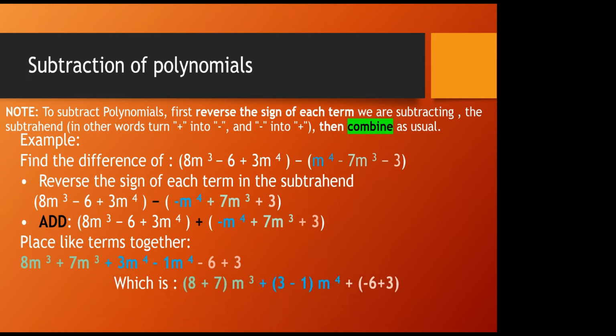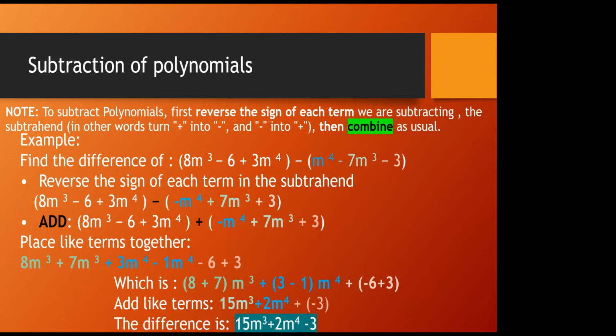Negative 6 and positive 3 are also like terms. So it becomes 8 plus 7, which is 15, m cubed. 3 minus 1 equals 2, m raised to 4. And negative 6 plus 3 is negative 3. The difference, therefore, is 15m cubed plus 2m raised to 4 minus 3.